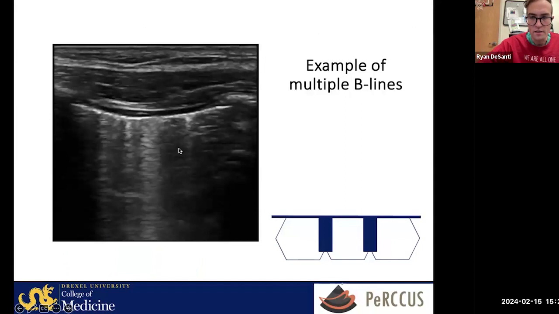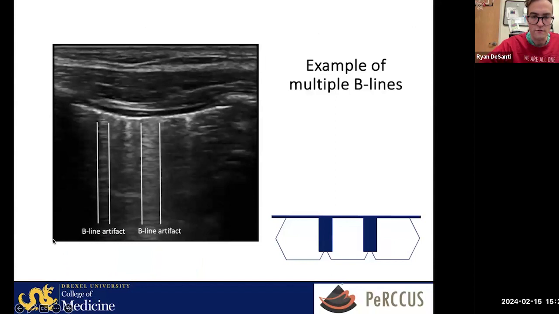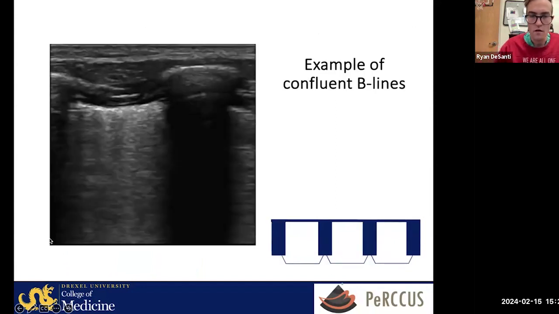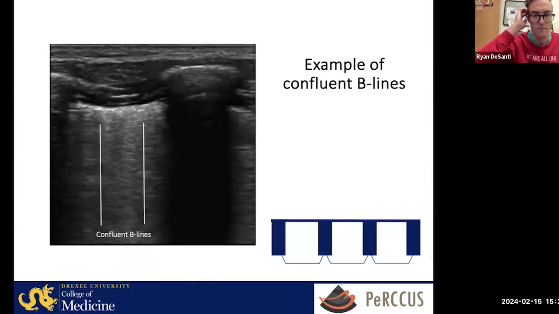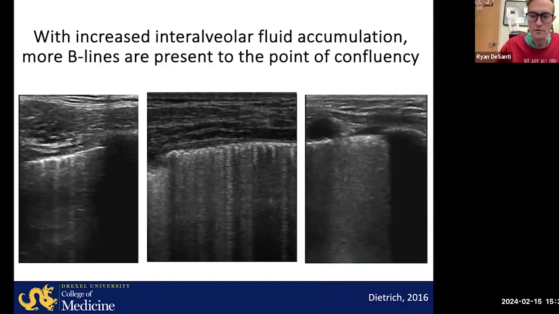And so here's an example of multiple B-lines, two B-line artifacts, which I've highlighted. And then with increasing alveolar edema, we get an increasing number of B-lines, and they can become indistinguishable on lung ultrasound. We call these confluent B-lines. And so here's a nice example of increasing number of B-lines with increasing interalveolar fluid accumulation, from just a few B-lines to multiple discrete B-lines to confluent B-lines.